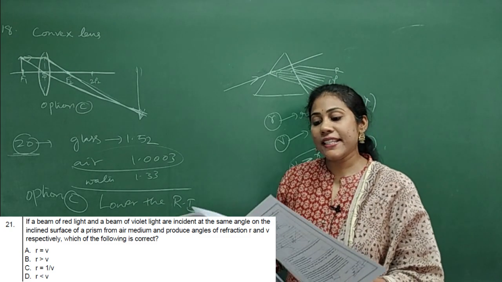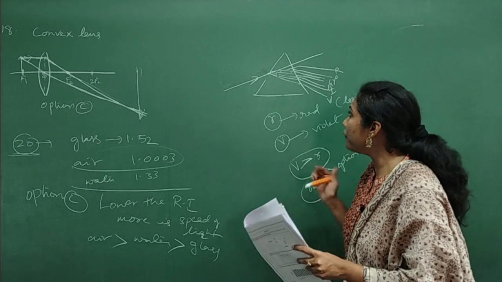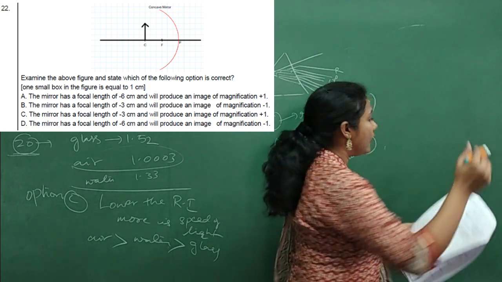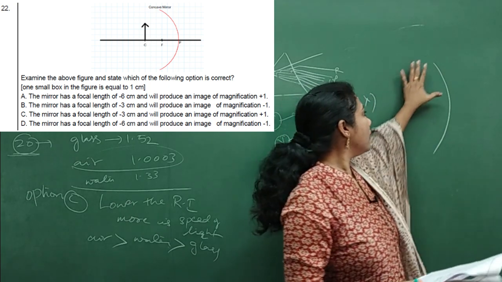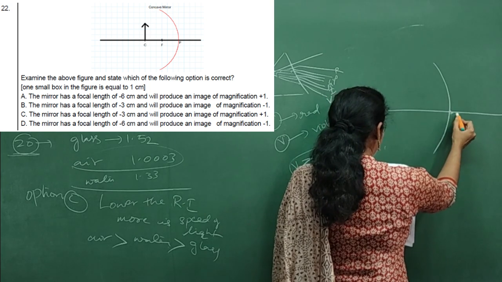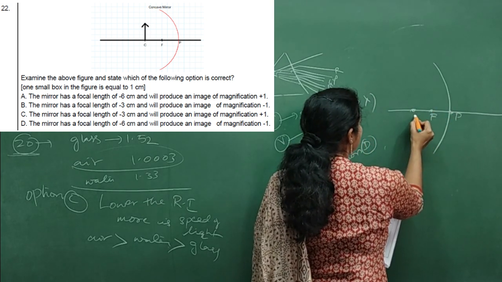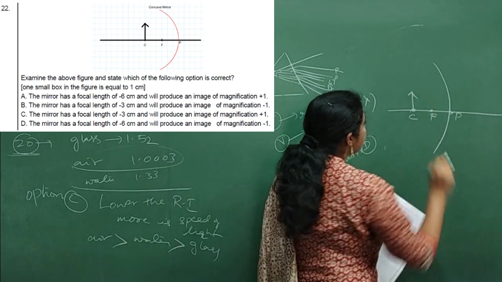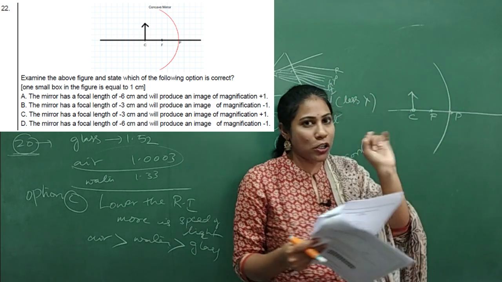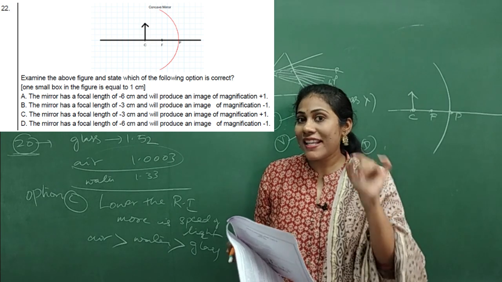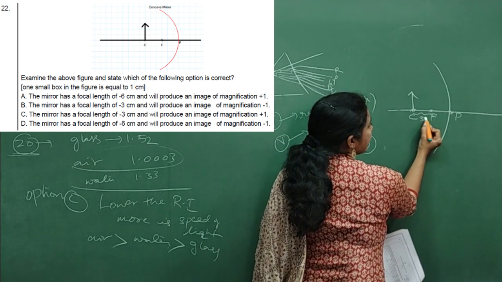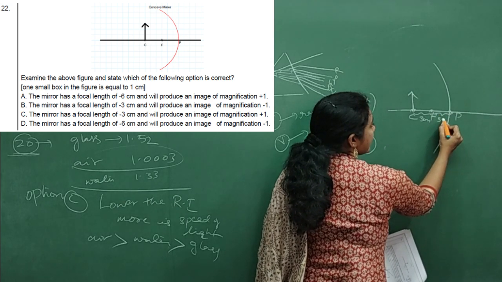Coming to the 22nd question guys, it's very simple. You just observe this particular diagram here. The question is there on the board. Examine the above figure. Can you tell me what kind of mirror it is? It is a concave mirror, right? This is our pole, this is our focal point, and this is our center of curvature. Here the object is at the center of curvature. You see each box in the background. They told us to consider each box as 1 centimeter. There are 3 boxes between C and F, that means 3 centimeter, and between F and P 3 boxes, that is 3 centimeter. Okay, fine.